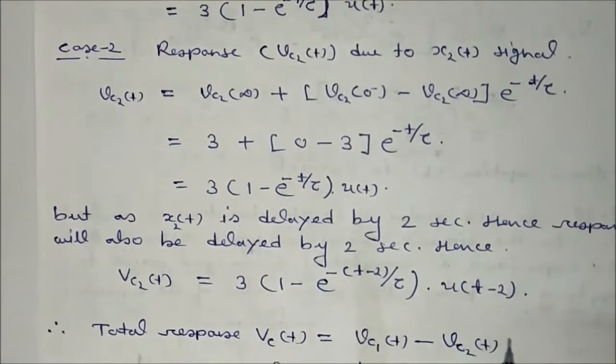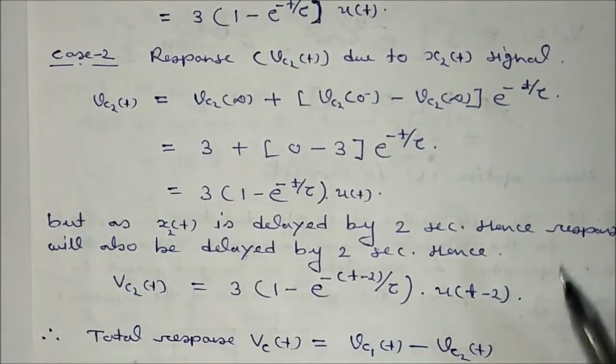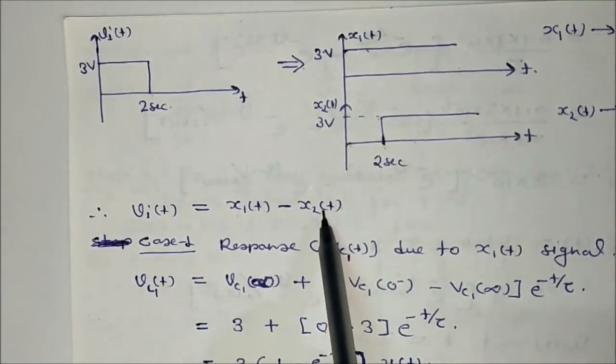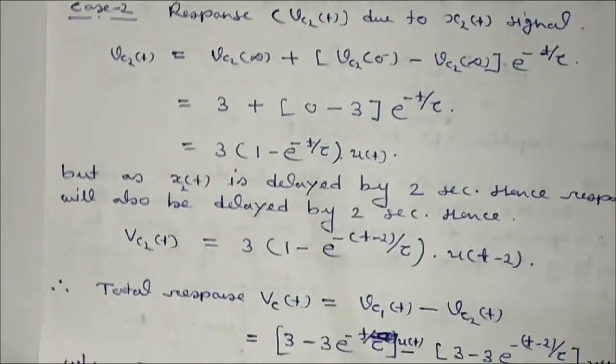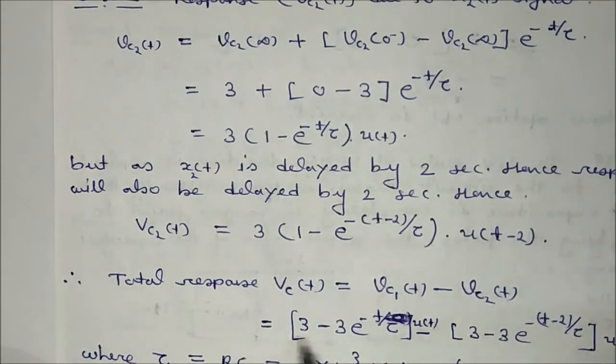So now the total response Vct will be what? Vc1t minus Vc2t. Why? Because this is due to this signal and this is due to this signal, both responses will be subtracted. If we subtract both responses, you will get Vct equal to Vc1t minus Vc2t. Okay, just take it minus. Okay, and tau you have already found out.